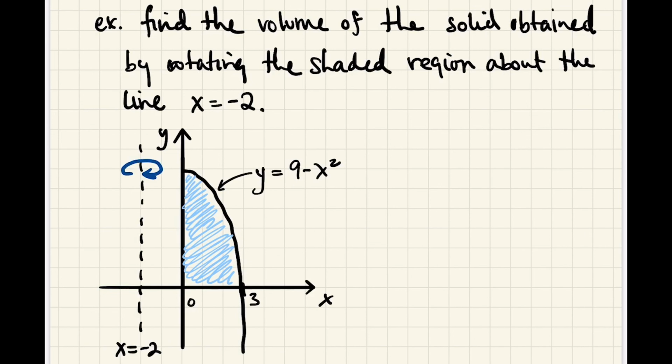So let's see. First of all, as always, our first decision is to integrate with respect to x or with respect to y. And in this region, it doesn't really matter. We, of course, integrated it with respect to y last time. So this time, let's integrate with respect to x. And also, the function here is given y in terms of x. So that'll minimize the amount of algebra we need to do as well. Okay, so our sample rectangle is parallel with our axis of rotation. So we're using the shells method here.